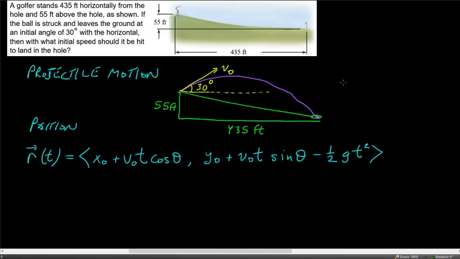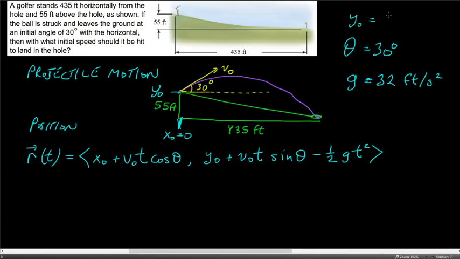Okay, so g is the acceleration due to gravity, and since distances are in feet, we'll use 32 feet per second squared as our value for g. Theta is also given. It's 30 degrees. And so x0 is the horizontal starting point. We might as well just call that 0. But y0 is 55 feet above the ground. So y0 will be 55.